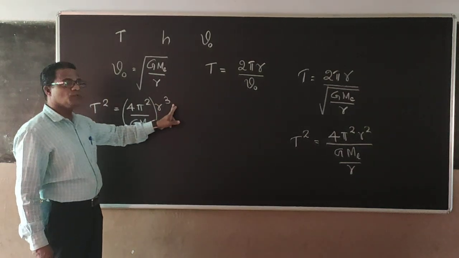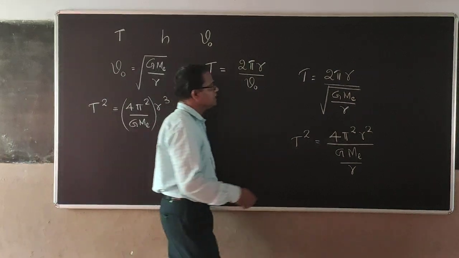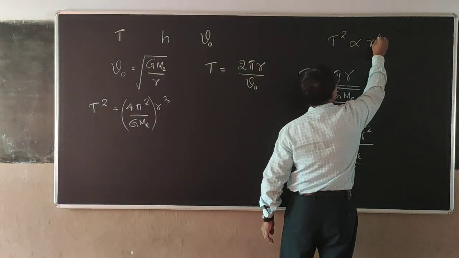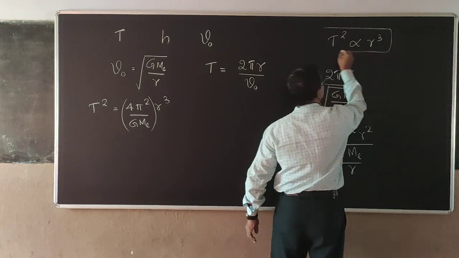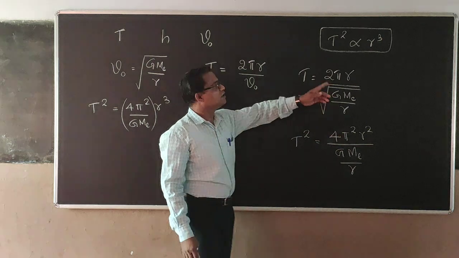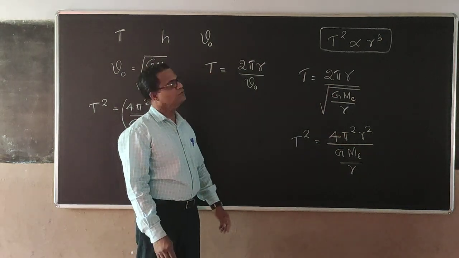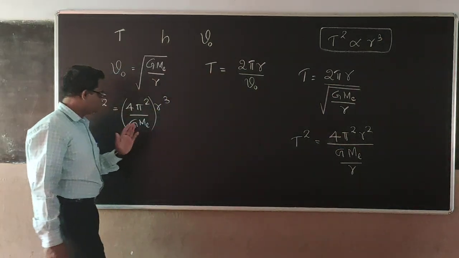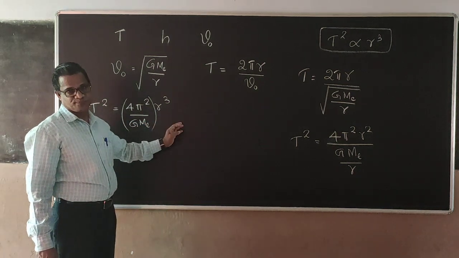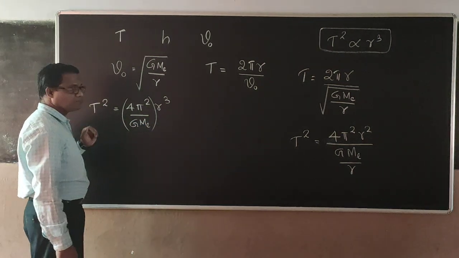T² is directly proportional to r³. Very important result. T² directly proportional to r³. This is called Kepler's third law. Now, what is our purpose is to find the height h for a time period T.